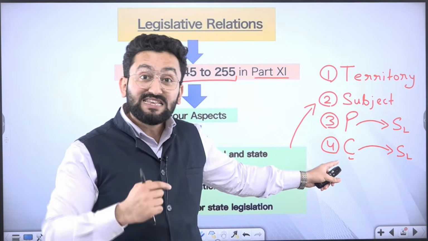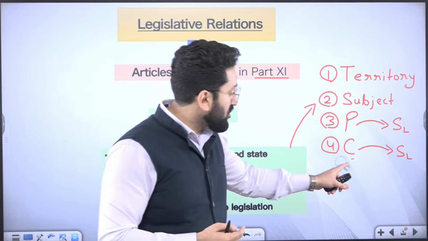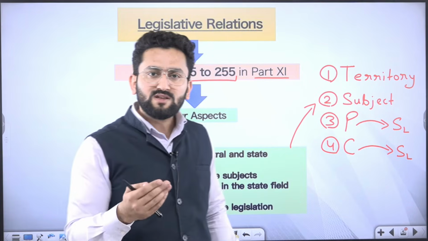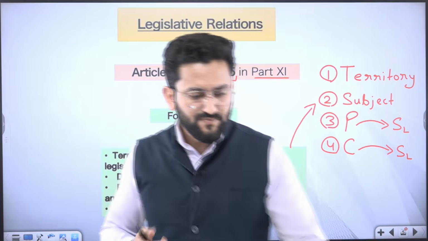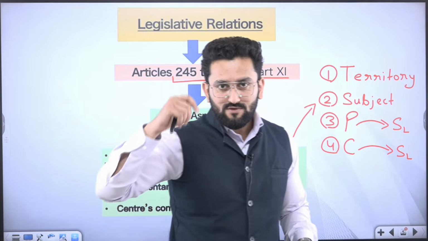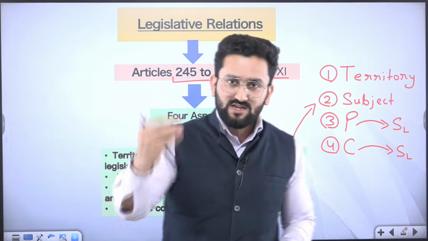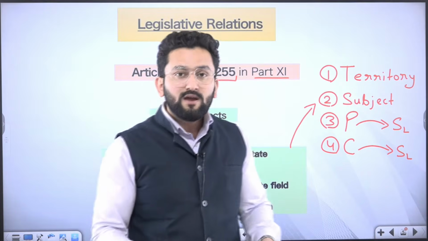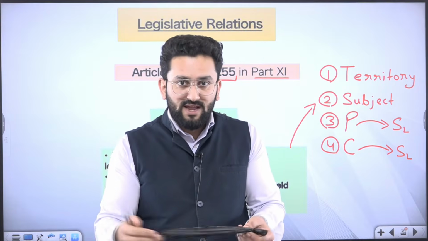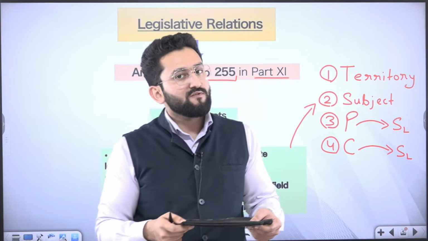Fourth aspect is center's power to actually have control on state legislature. What does it mean? It simply means, consider that you are governor of Uttar Pradesh. Okay, no, take yourself as governor of Rajasthan, because in Rajasthan we have a Congress government. So now Congress state legislature, they actually passed a bill, and this bill has been presented to you. You are governor of Rajasthan.